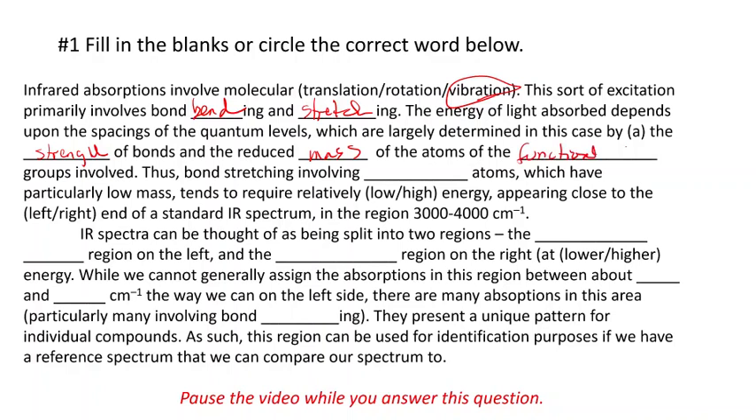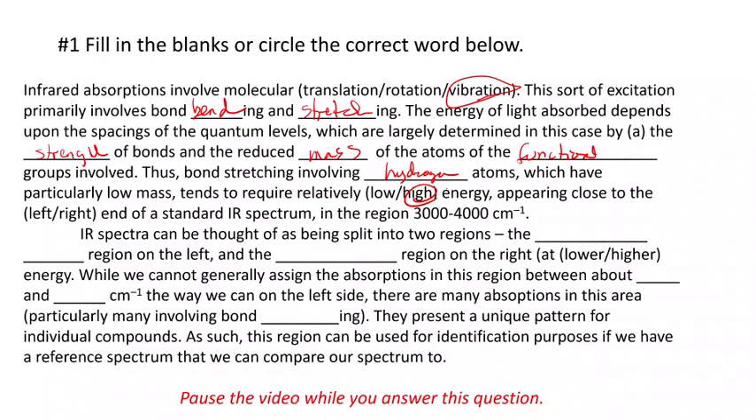Thus, bond stretching involving hydrogen atoms, which have particularly low mass, tends to require relatively high energy. Remember, that's because the mass is on the bottom, and the reduced mass will be very close to the mass of the small particle, because if you have a small, less massive particle and a big, more massive particle and you have a spring between them, it's the little one that moves a lot. It's not the big one.